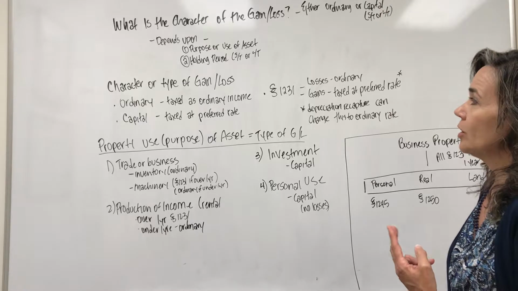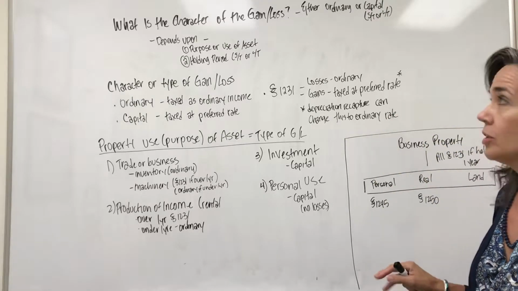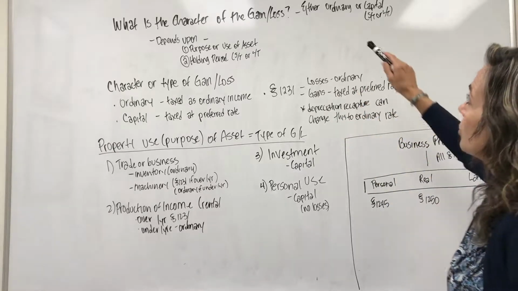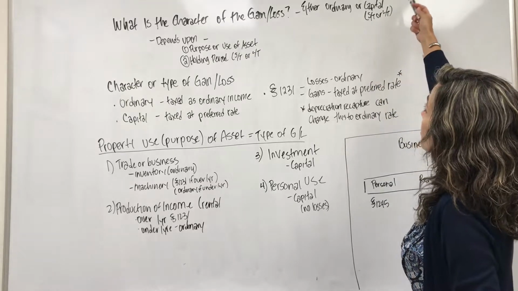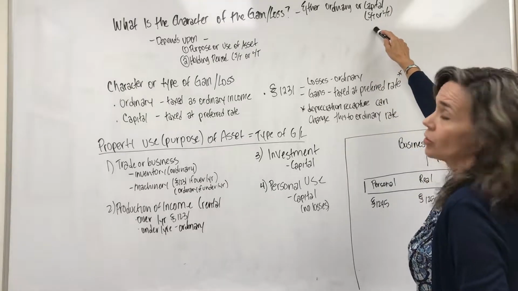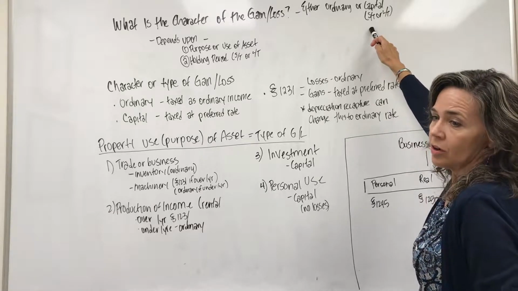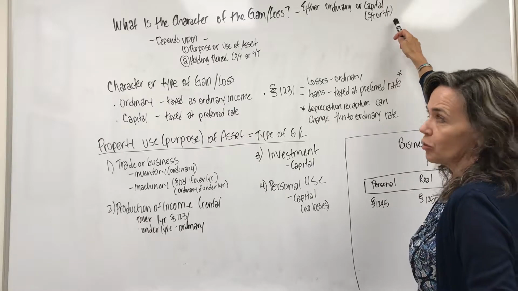Okay, but now we're going to be introducing just a couple more topics to build on that foundation. So what's the character of the gain or loss? It's either going to be an ordinary gain or loss taxed at your ordinary rate, or it's going to be a capital gain or loss, and it can be a short-term capital gain or a long-term capital gain. Short-term capital gains are taxed at your ordinary rates. Long-term capital gains are taxed at preferred rates.